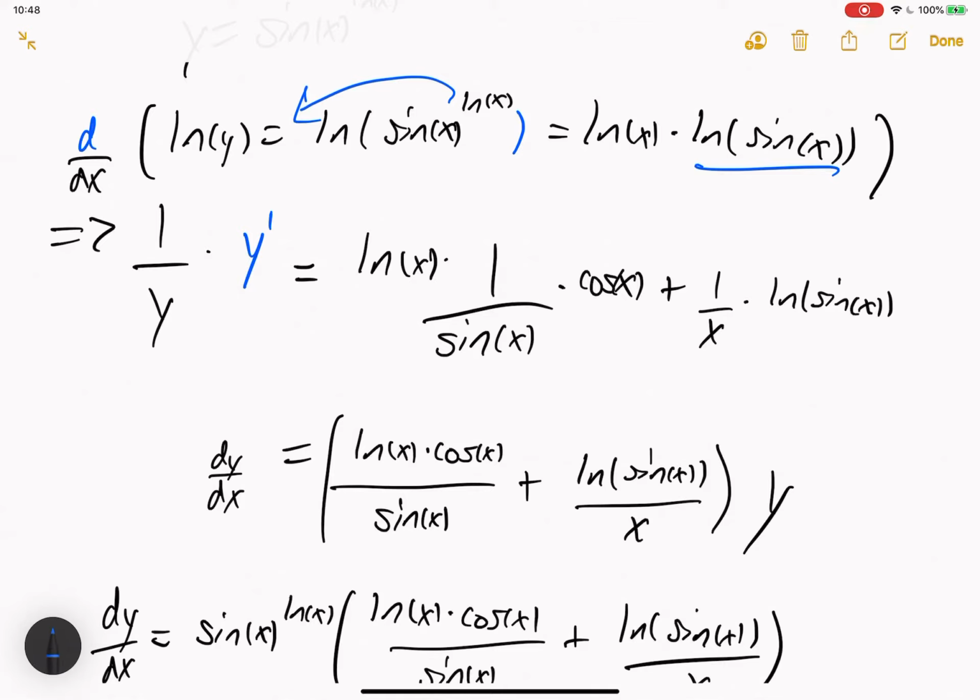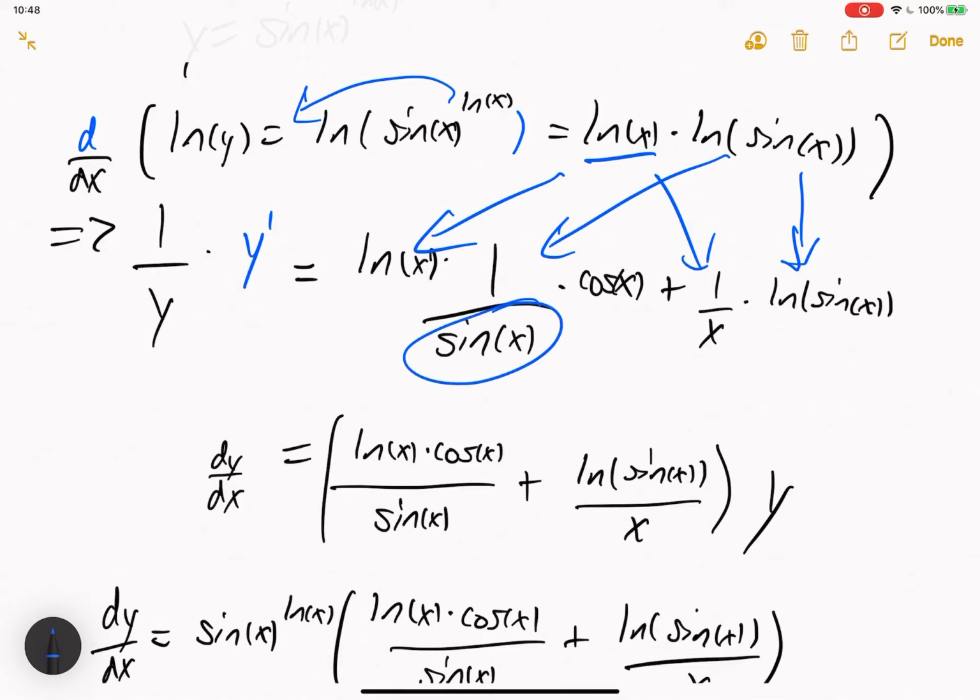Then lastly, we have to do the derivative of the first piece. The derivative of ln of x is 1 over x. We keep that the same. And then let me just draw some arrows. So that's pretty much it for that step. Just use the product rule. And again, this is one of those things about the derivative of logarithms with functions on the inside: just 1 over the argument times the derivative of the argument.